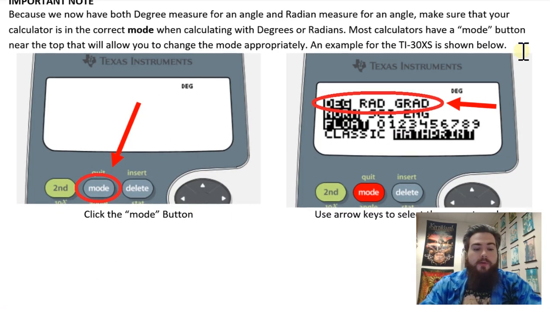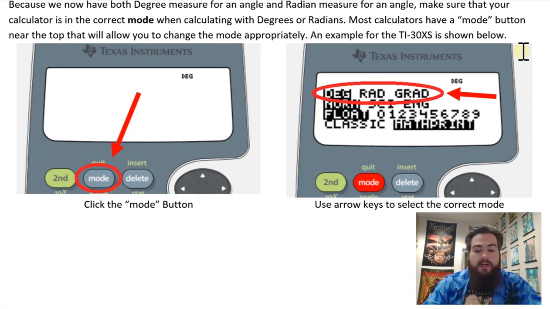An important note about working with degrees and now radian measure. Because we now have both degree measure for an angle and radian measure for an angle, make sure that your calculator is in the correct mode when selecting degrees or radians. Most calculators have a mode button near the top that will allow you to change the mode appropriately.